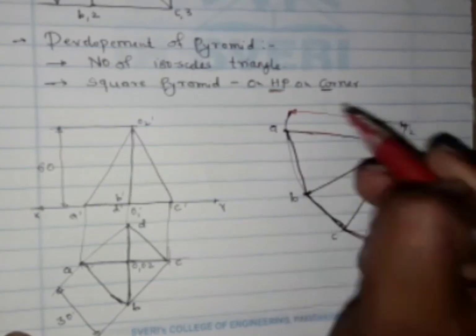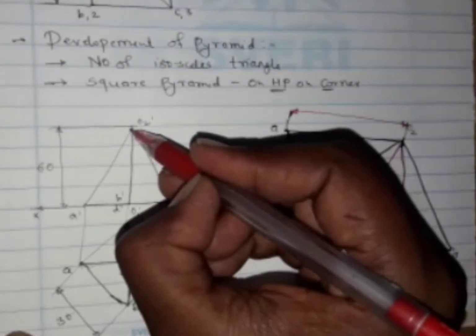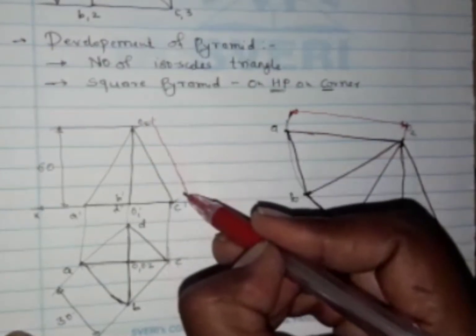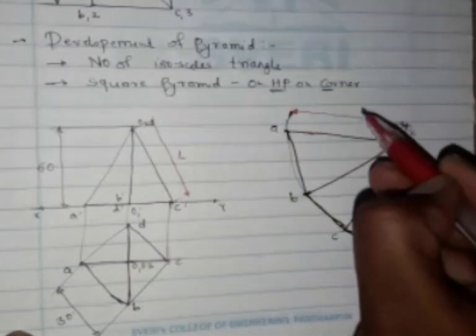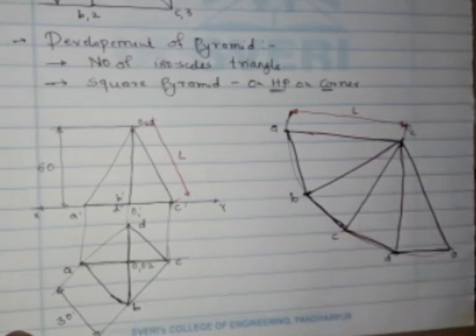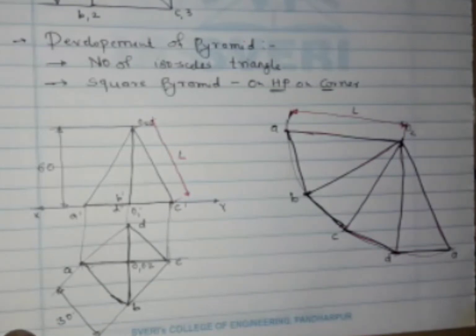And whatever this radius is there, okay, will be equal to this one. Let us consider this as L, so this will be L. Okay, it will indicate the true length of the lateral edge of that square pyramid. Okay, like this we are getting the development of the pyramid.